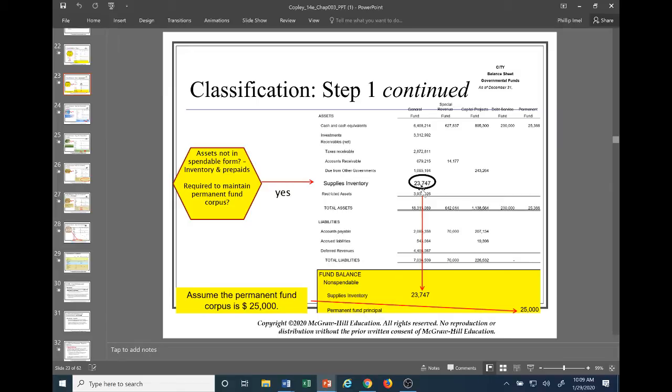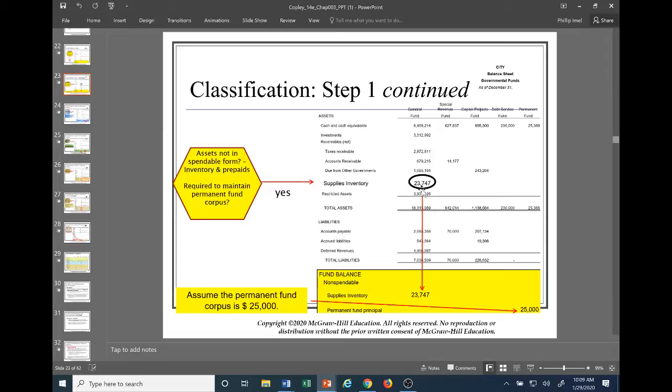Let's just assume, for the corpus of the permanent fund, that we have $25,366 in it. Of that $25,366, $25,000 is the corpus, or the principal, of that fund. So we need to maintain that. That's going to be non-spendable, right? Because remember, the corpus of the permanent fund is non-spendable.